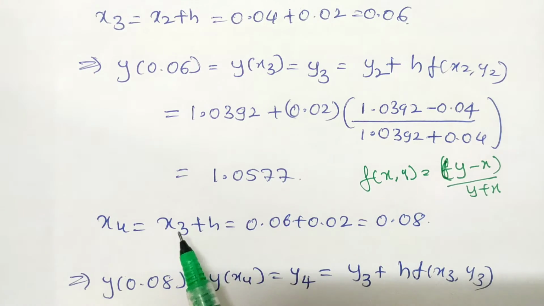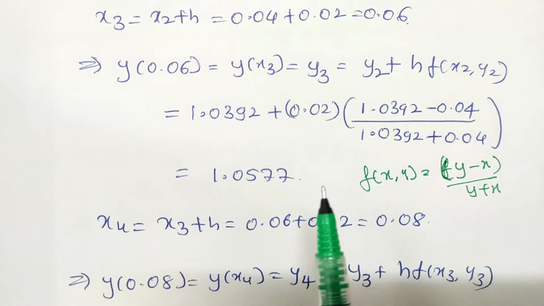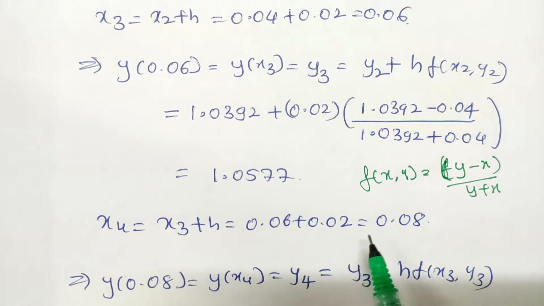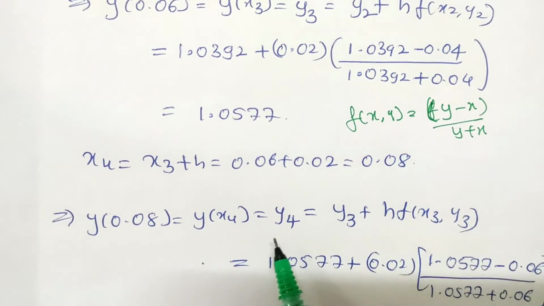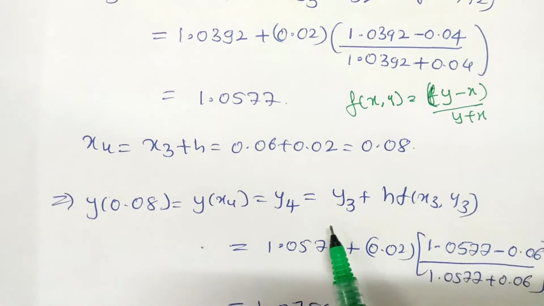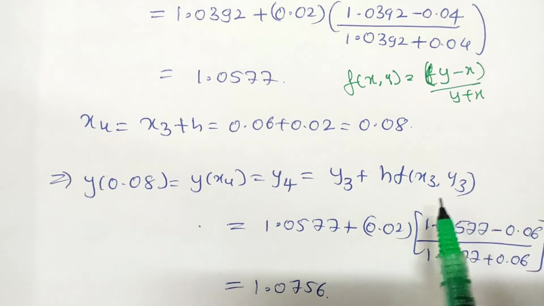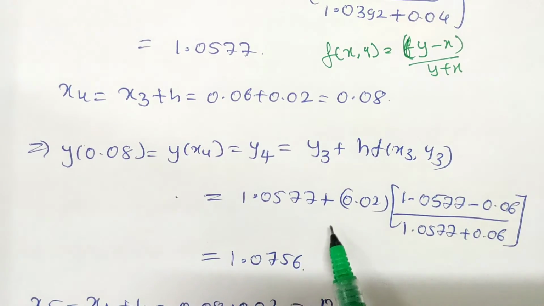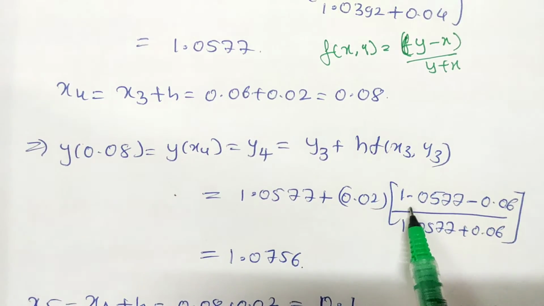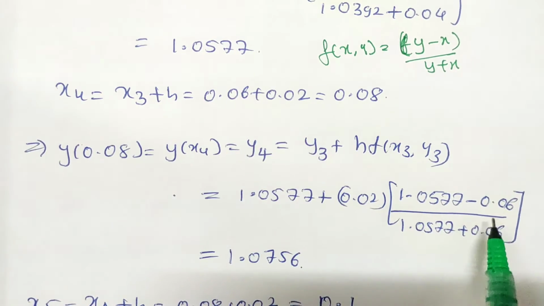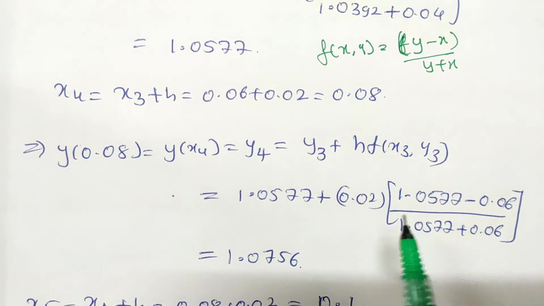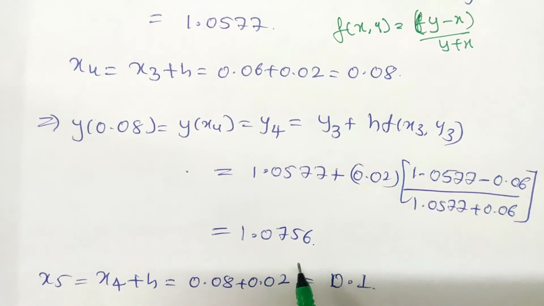Next you have to go for x4, because here we want to reach up to 0.1. So x4 is x3 plus h, it is equal to 0.06 plus 0.02, it is equal to 0.08. So this implies y at 0.08 is equal to y at x4, it is nothing but y4, and we know by Euler's method y4 is y3 plus h into f of x3 y3. So substitute all the values here. Here y3 is the previous value just now done, 1.0577, and x3 is 0.06, and simplifying all this you will get 1.0756.